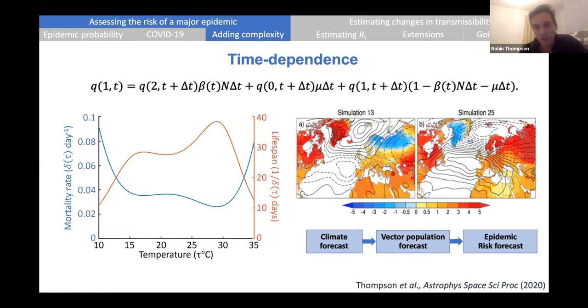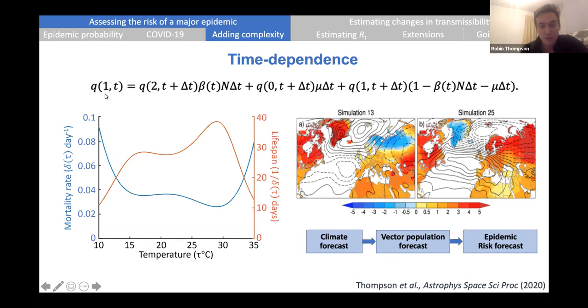And if vector lifespans are longer, then the epidemic risk is higher because you have more vehicles for pathogen transmission. And each vehicle also has a higher probability of transmitting the virus because they live for longer. But anyway, you can use the same branching process framework that I described earlier to ask: what is the probability of no major epidemic starting from a single infected host at time t? The example I'm describing now is a stochastic SIR model in which the infection rate parameter beta is a function of time, so the transmission rate varies in time.